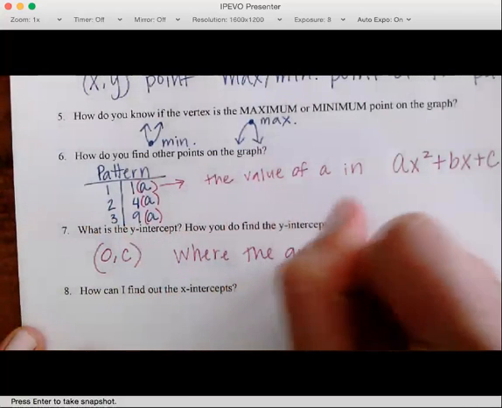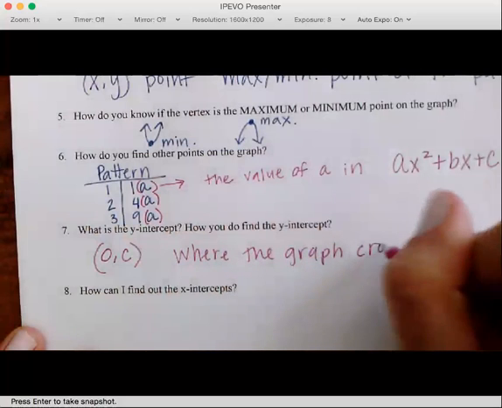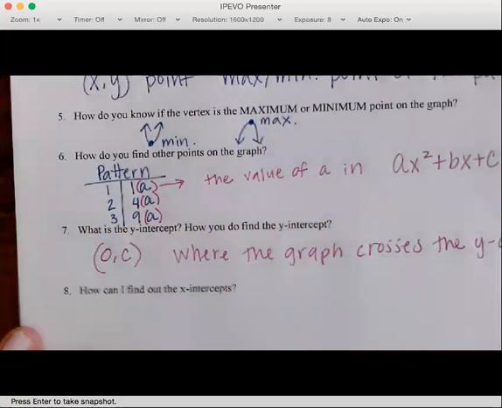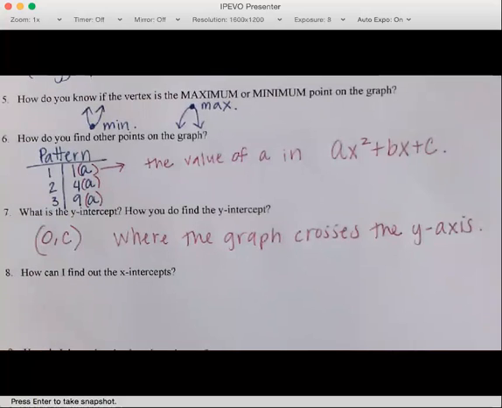the graph crosses the y-axis. Move that over. There you go, where the graph crosses the y-axis.